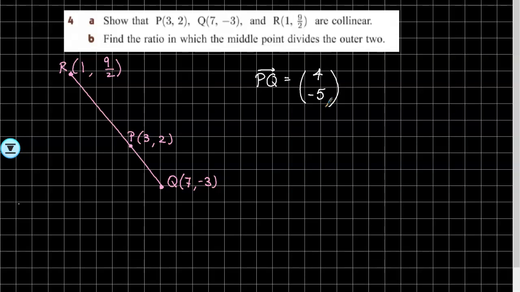Then what would we do? Right, because I went PQ, just to keep my life happy, I would probably then do RP. Oh my goodness, RP, what do you get a shudder of? Research project. So RP, 3 take 1 is 2, 2 take 4.5, minus 2.5.